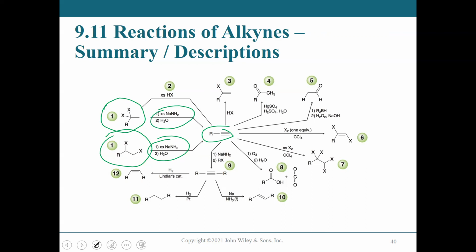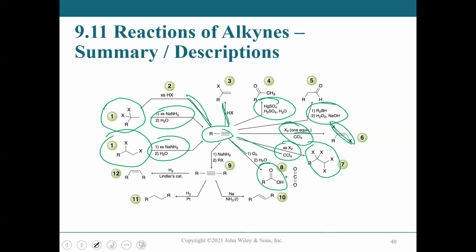Now you can also do hydrohalogenation. So this one is in excess, this one is with only 1 mole of HX. Hydration is here, hydration Markovnikov, hydration anti-Markovnikov, good. Halogenation, one equivalent, partial dihalogenation, and then if you use excess, you get the tetrahalogenation. Ozonolysis gives you carboxylic acid. If it's terminal, it will give you carbon dioxide.